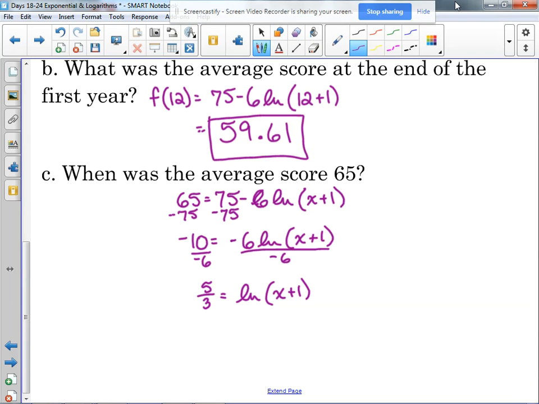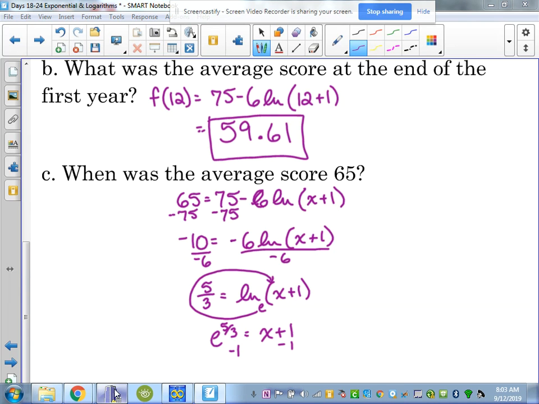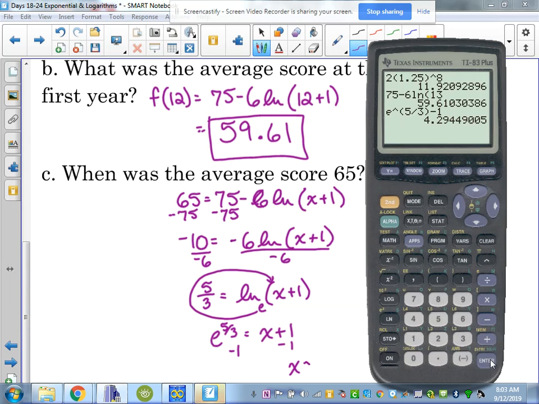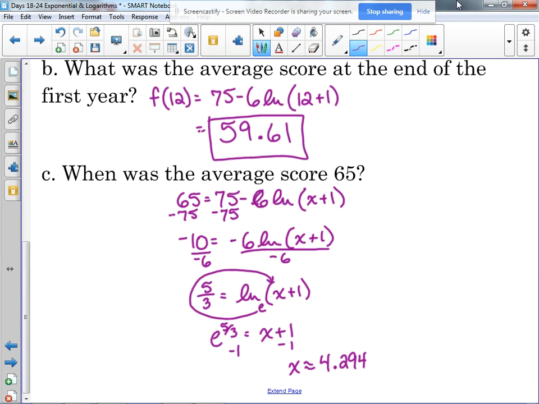So the log is by itself. The only way to get the variable out is to write it in exponential form. It is base e. So it's e to the 5/3 is equal to x plus 1. Last step, we subtract 1 from that. I don't know about you, but I do not want my test score reported to me in terms of e. I would like to know that number. So e to the 5/3 minus 1 is x, or I think it was originally t, wasn't it? 4.294.